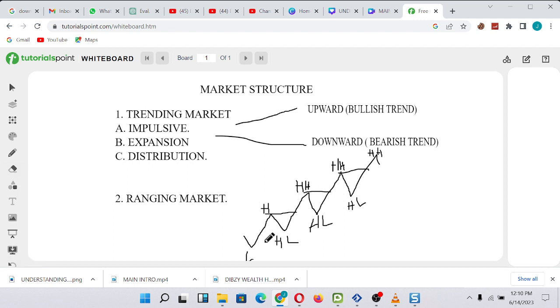So you can either call this an impulsive move, expansion, or distribution. Now, the market does not just move in a straight line like this. No, no, no. If it's a bullish trend, it doesn't just go straight like that. No, it keeps making highs and lows, like I've said. Let's take this off.